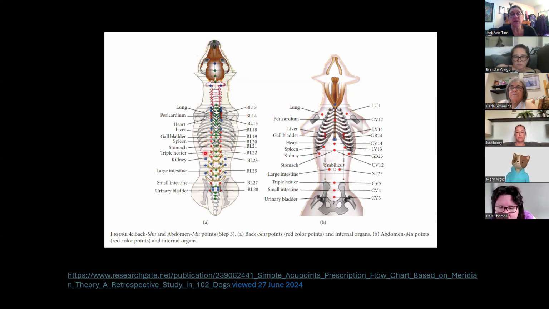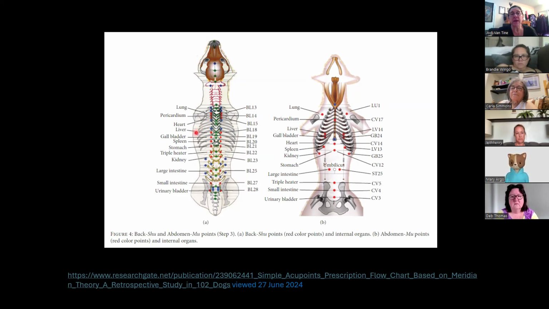The triple heater, again, is not a physical organ, and the back shu point sits right in front of the kidney back shu point. If you think the kidneys sit right here, right under where this is, and then the large intestine and the small intestine and the urinary bladder. So just knowing these points and being able to count the spinal segments, you can put needles in these bladder points that have a direct connection through the spinal cord with the internal organs.